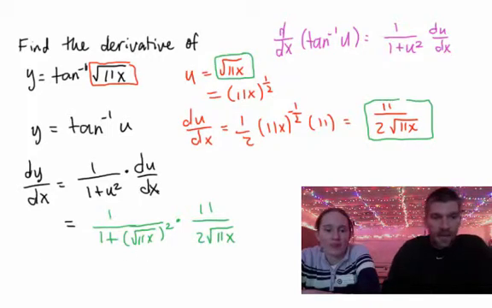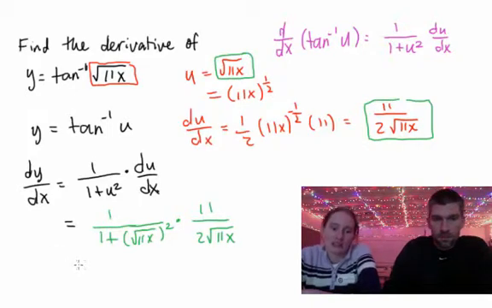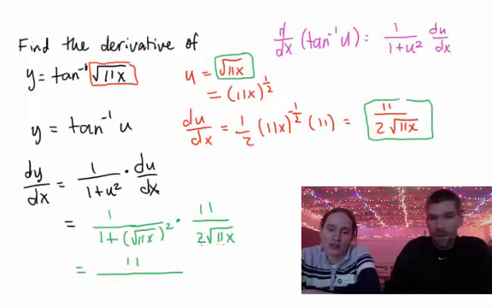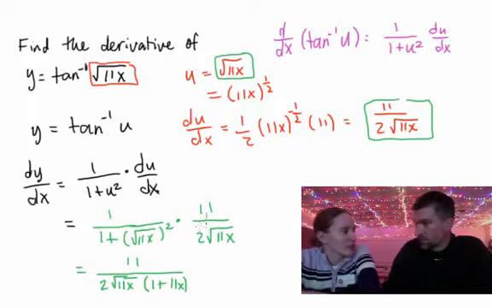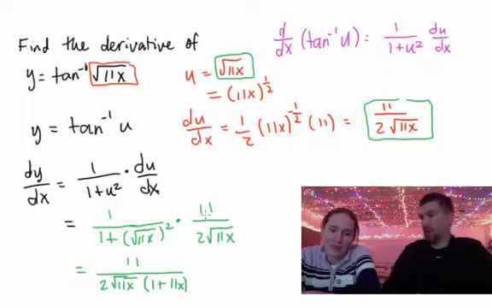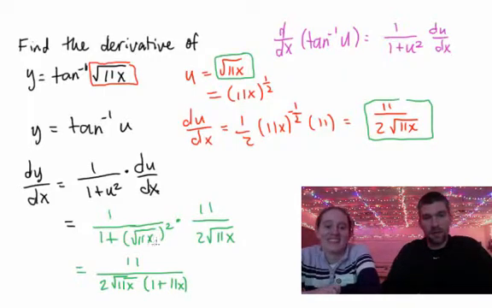Okay, and to make it pretty, we simplify by multiplying on the top, which gives us 11. On the bottom, I'm going to have 2 times the square root of 11x. That doesn't really simplify, so we leave that, 2 square roots of 11x, times 1 plus 11x. How did that happen? The square root and the squared cancel each other out. Bingo, bango, bongo. And your solution looks like where we just got to.